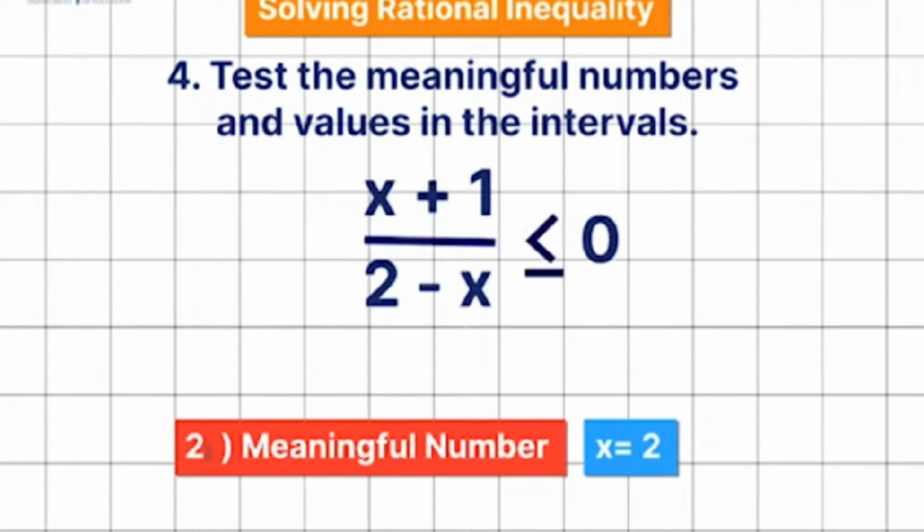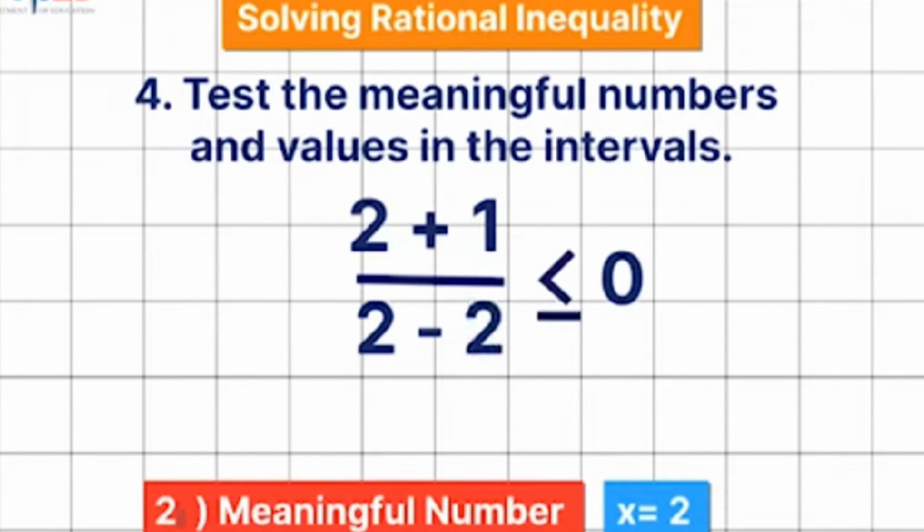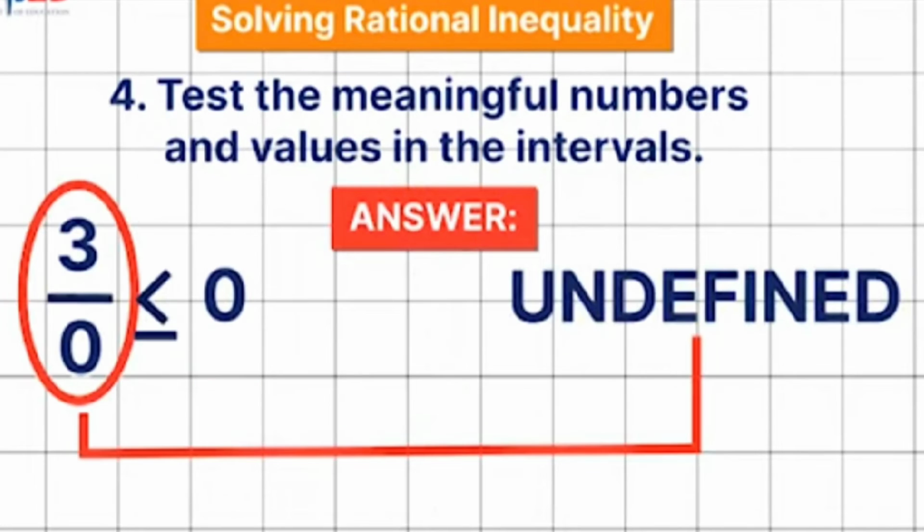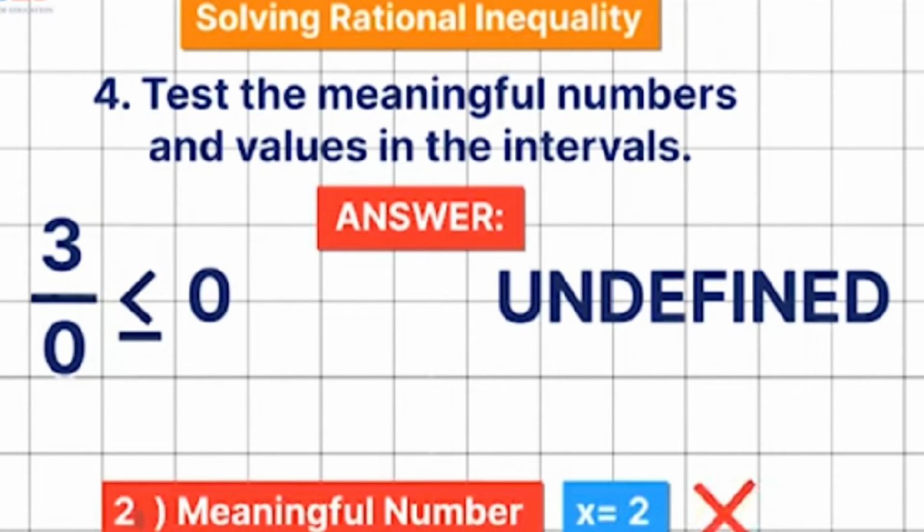Let us now have the second meaningful number, which is 2. We use this in the given inequality. This gives us 2 plus 1 all over 2 minus 2 is less than or equal to 0. 2 plus 1 is 3, while 2 minus 2 is 0. 3 over 0 is undefined. Hence, x equals 2 is not a solution for the inequality.